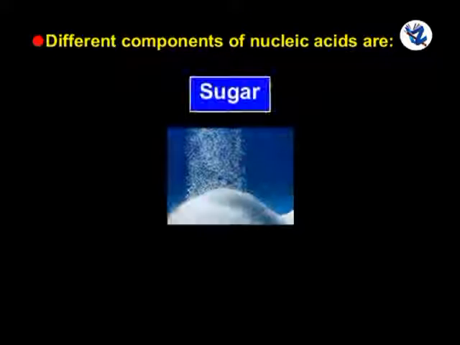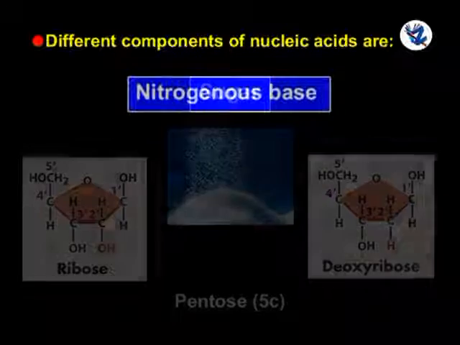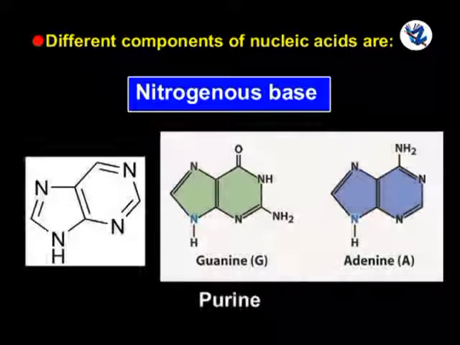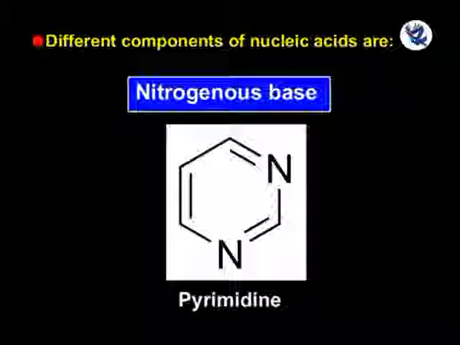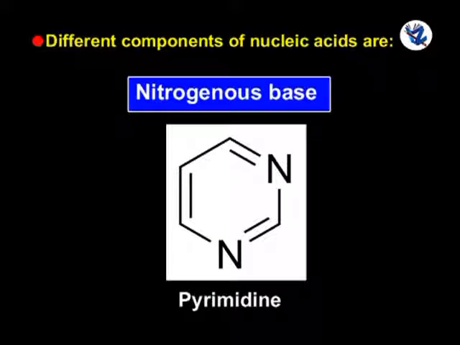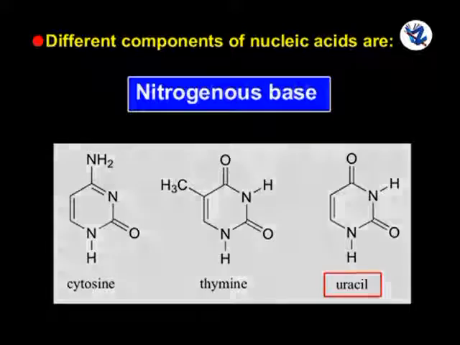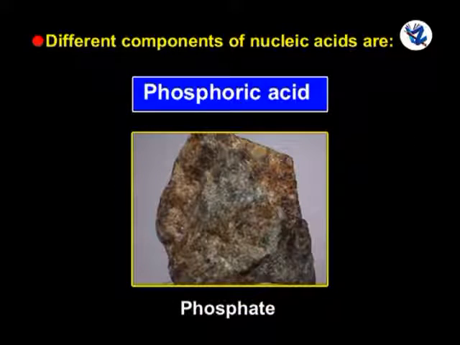Now the different components of nucleic acid are: 1. Sugar. It is a pentose 5C sugar. Then nitrogenous bases. These are either purines, which are double ring compounds further distinguished into adenine and guanine, while it may be pyrimidine bases, which are single ring compounds further distinguished into thymine, cytosine and uracil. Then phosphoric acid. Phosphate is present in nucleic acid.